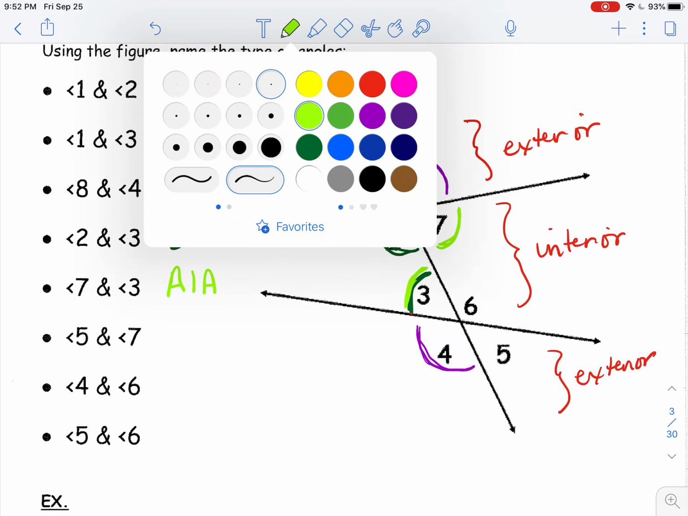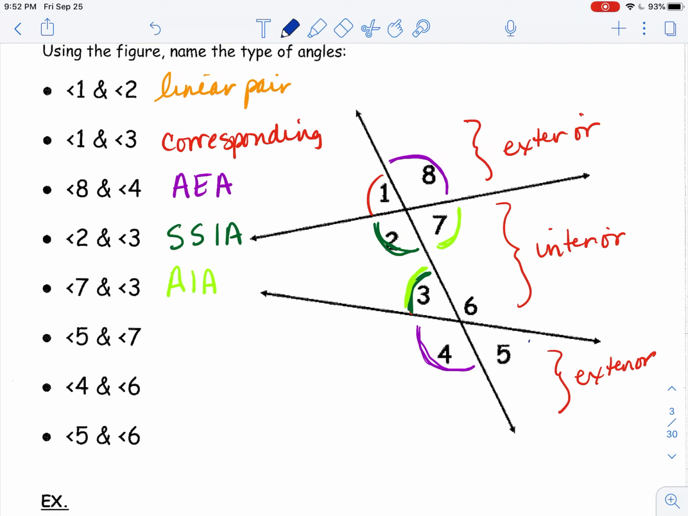Okay, the next grouping let's look at is angles 5 and 7. 5 is on the outside, 7 is on the inside. But what I notice is they're in the same position on both of these angle sets. They're both kind of in the bottom right position of each of these, so we'll call those corresponding angles.